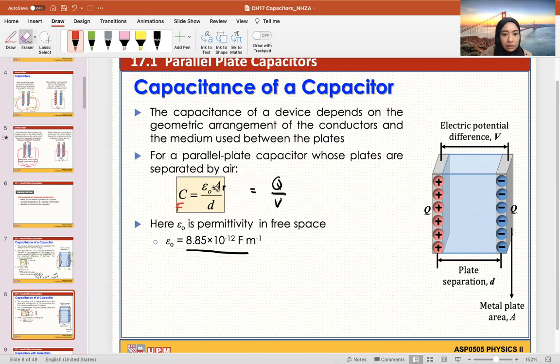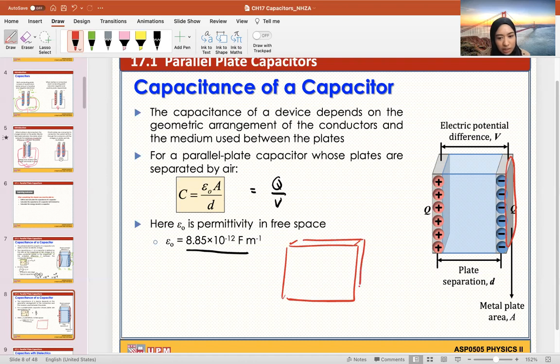What is the area in this equation? The area is actually the area of the plate. The plate looks like this, a square. I think you guys understand what I'm saying. So this is the area, A. The distance between these plates is the distance D here. So this is D, this is A.